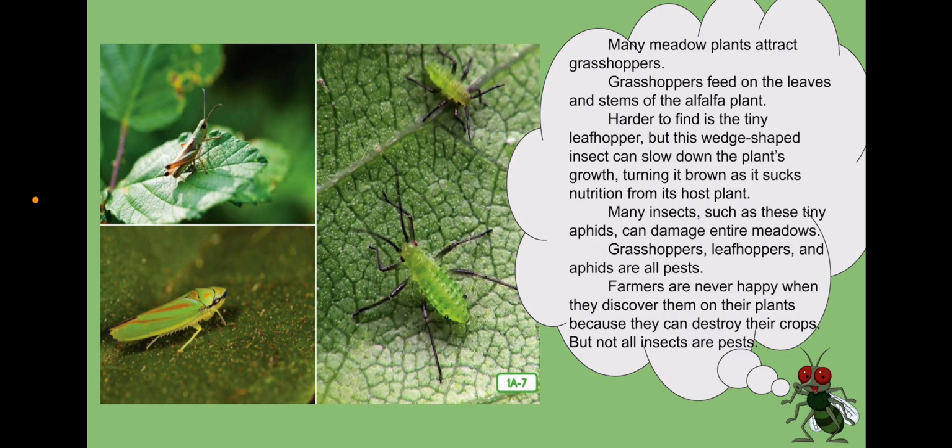Many meadow plants attract grasshoppers. Grasshoppers feed on leaves and stems of the alfalfa plant. Harder to find is the tiny leafhopper, a wedge-shaped insect that can slow down the plant's growth, turning it brown as it sucks the nutrition from the host plant.